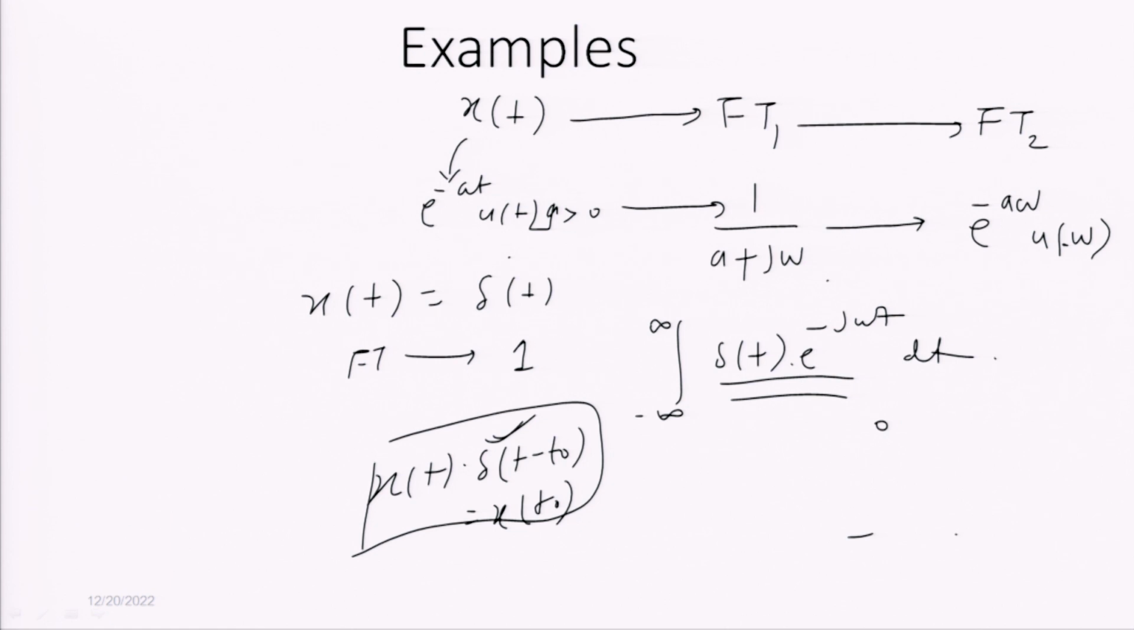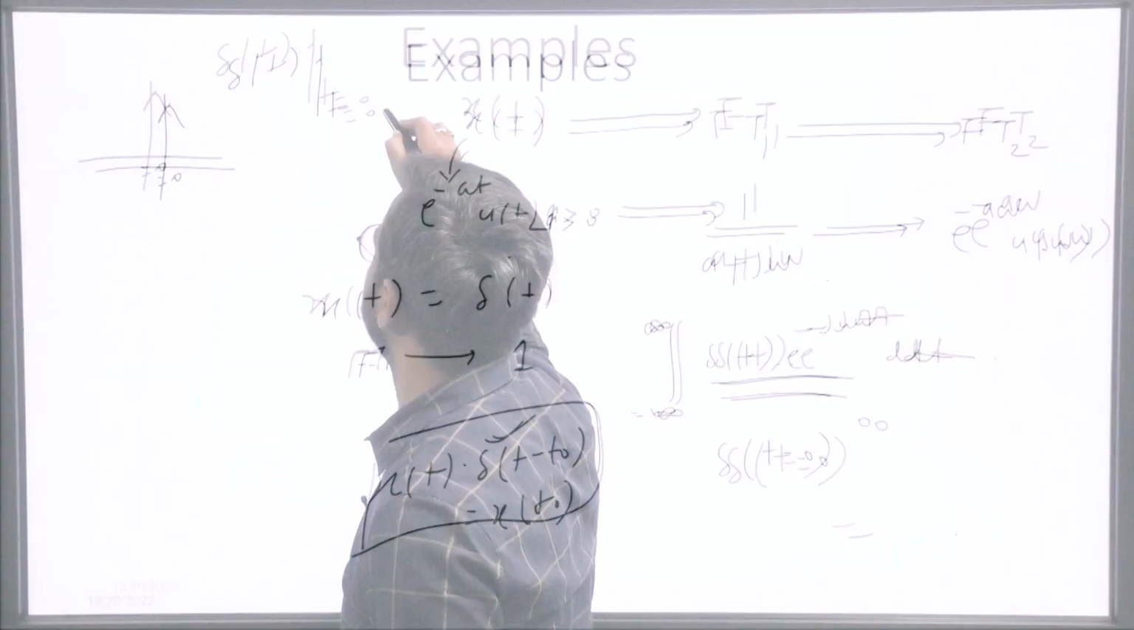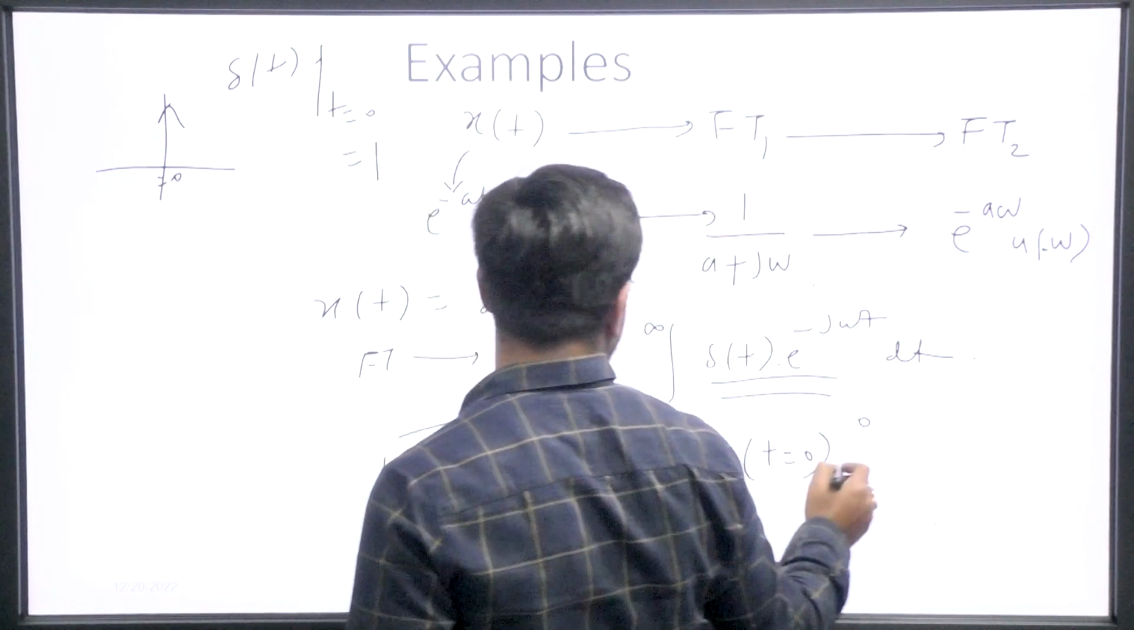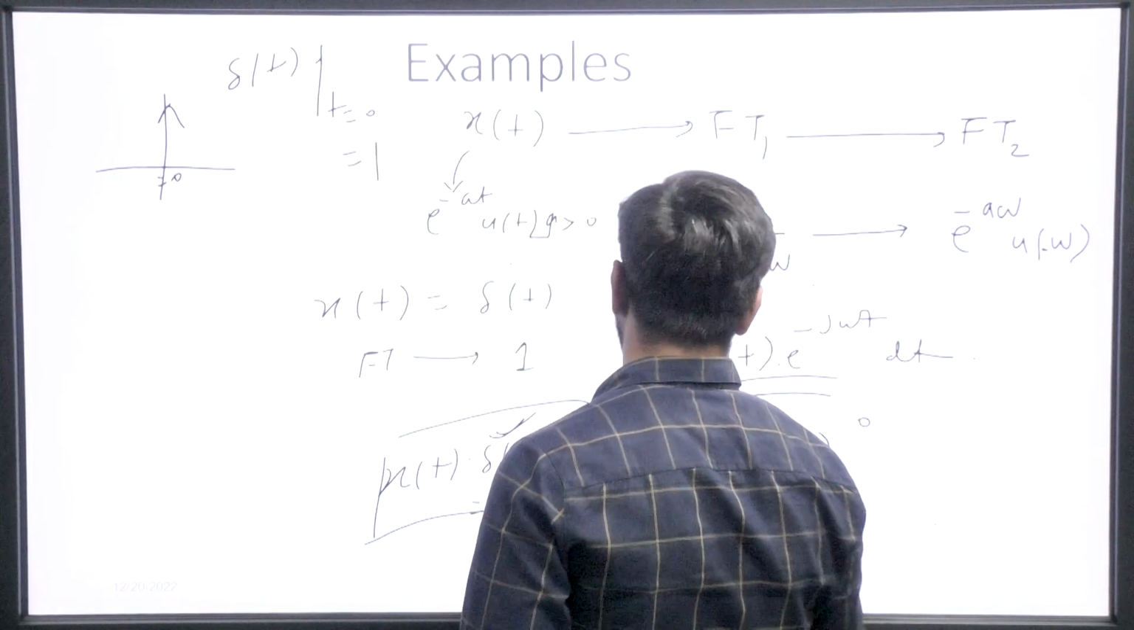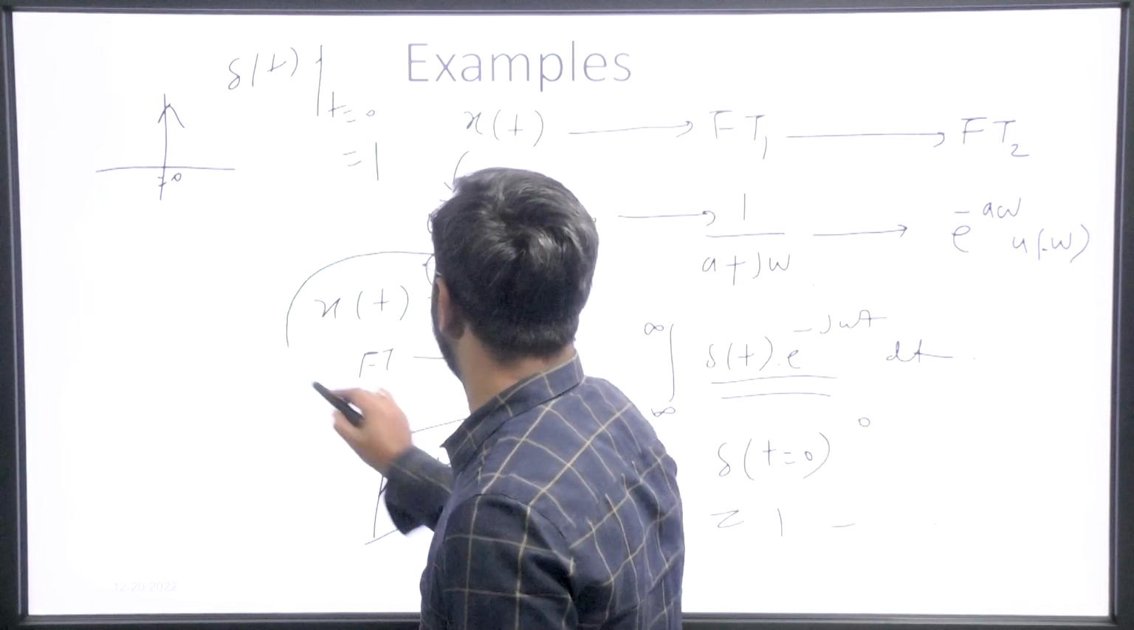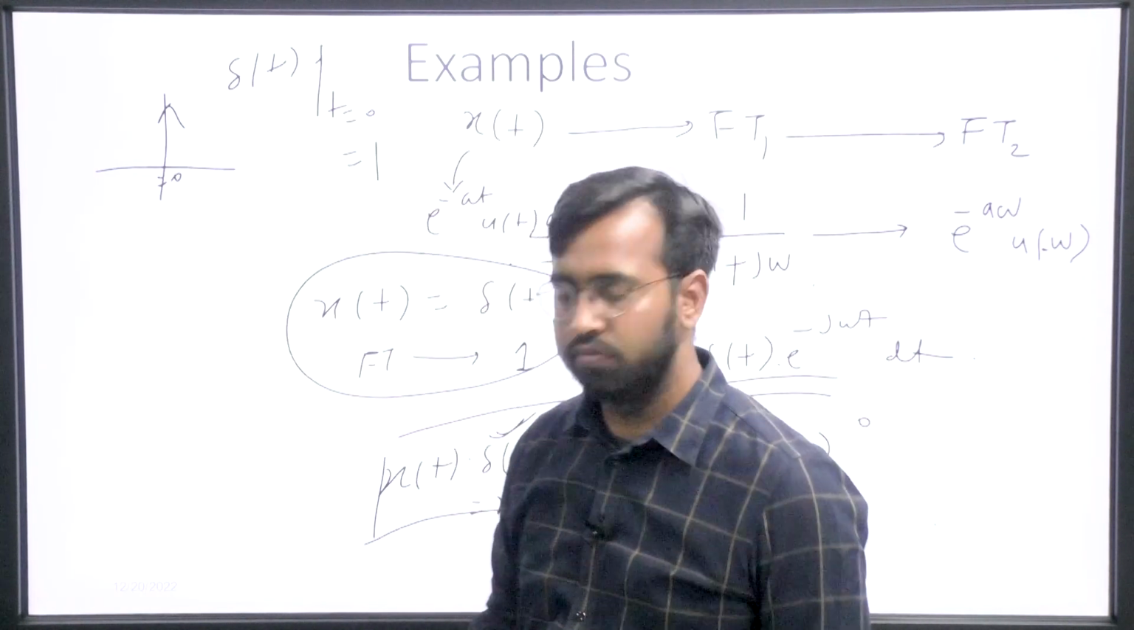So, what we have to do? We have to find del at t is equal to 0. What is the value of del at t is equal to 0? If you remember, this is basically del t, it has value only at t is equal to 0. So, del t at t is equal to 0 is equal to 1. So, here we will get 1. So, basically the Fourier transform of del t is 1.